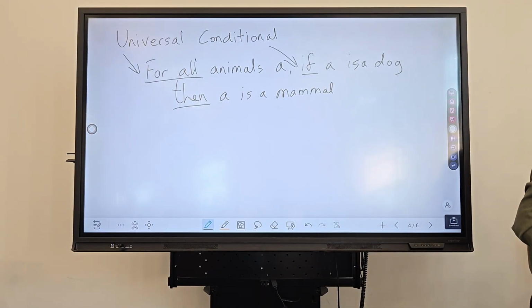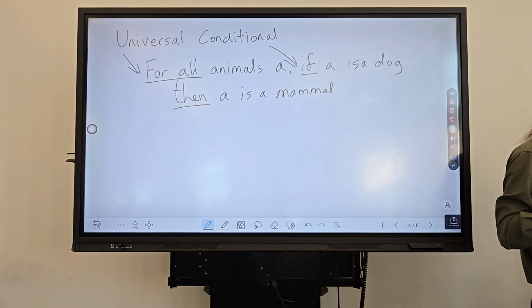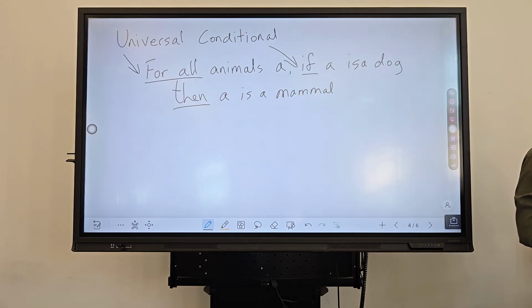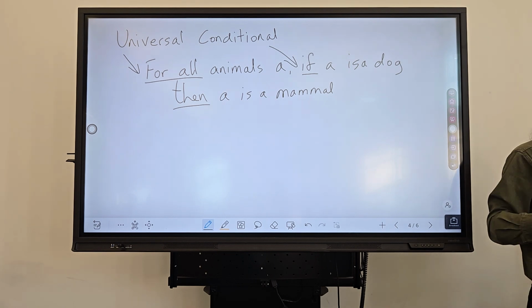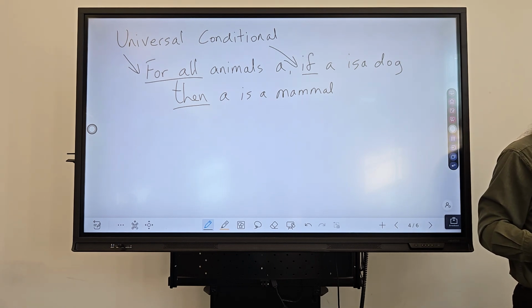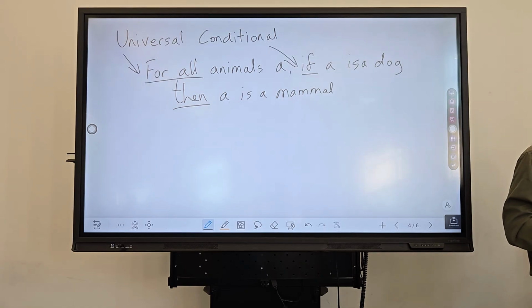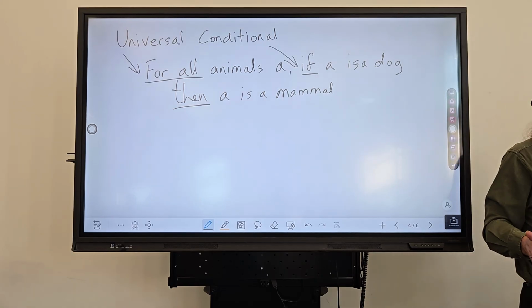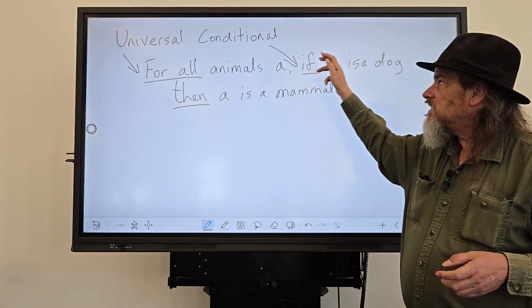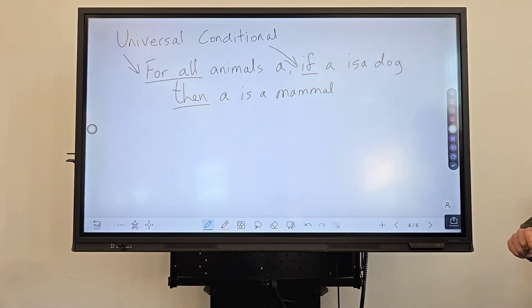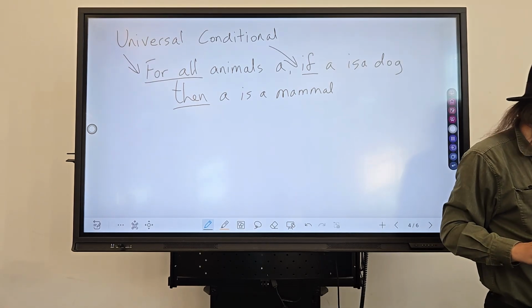So it can be rewritten in ways that make them appear to be purely universal or purely conditional, like the conditional, if A is a dog, then A is a mammal. Or universal statement, all dogs are mammals. But this is the universal conditional statement. Kind of a compound statement there.